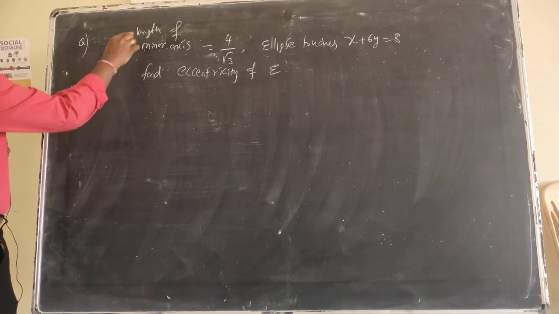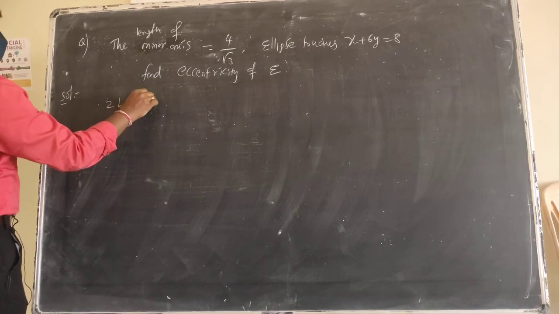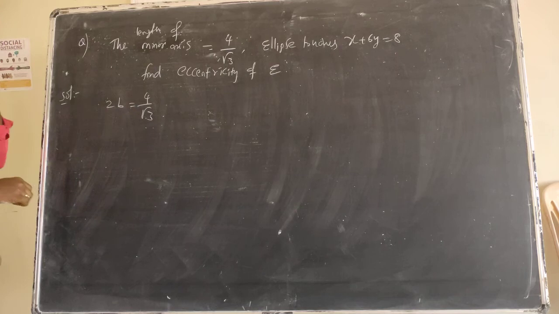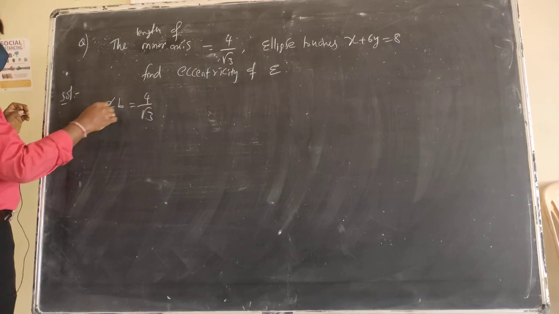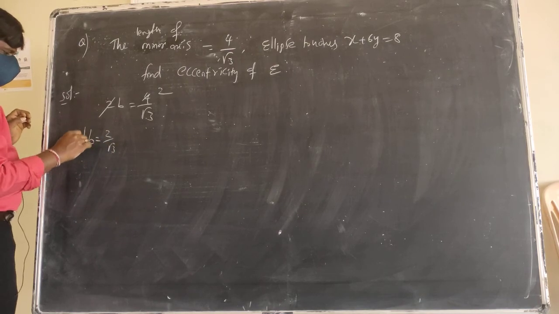Here minor axis means 2b. Length of minor axis is 2b. 2b is equal to 4 by root 3. Length of minor axis means what here? 2b, the formula. Length of minor axis is 2b. Major axis is 2a. Okay, please listen. Afterwards I'll give time to write. So length of minor axis is 2b, that is 4 by root 3. 2 cancels out. So b value you got as 2 by root 3.